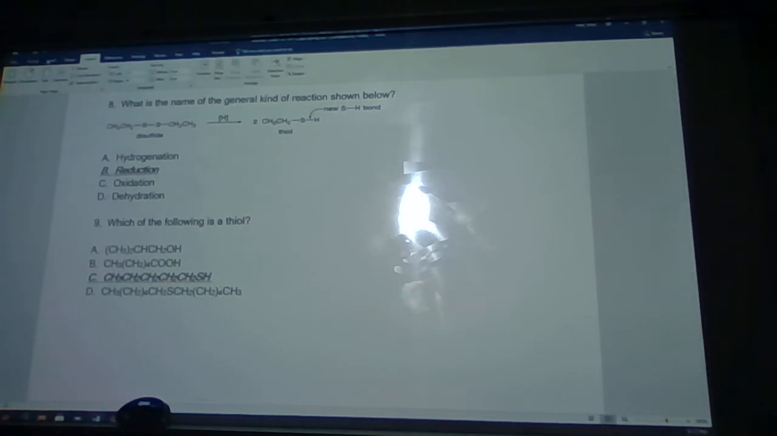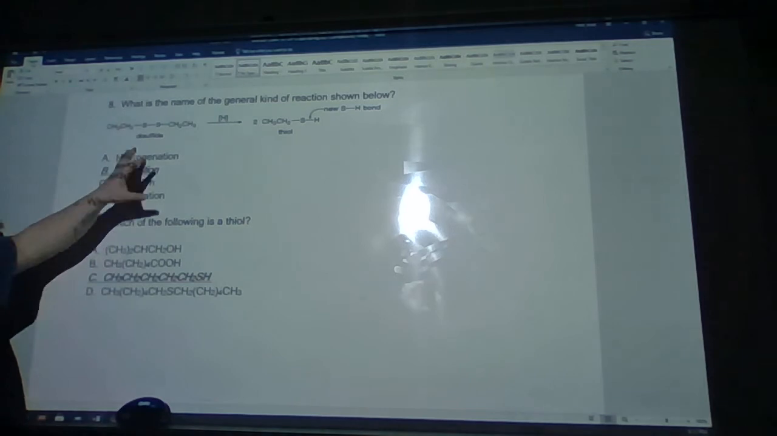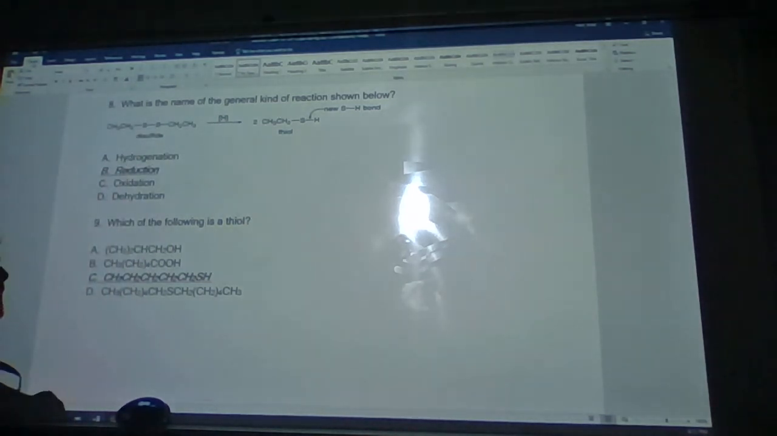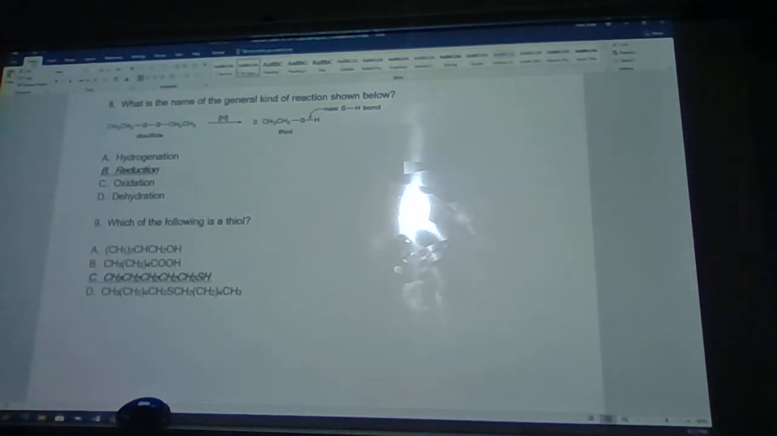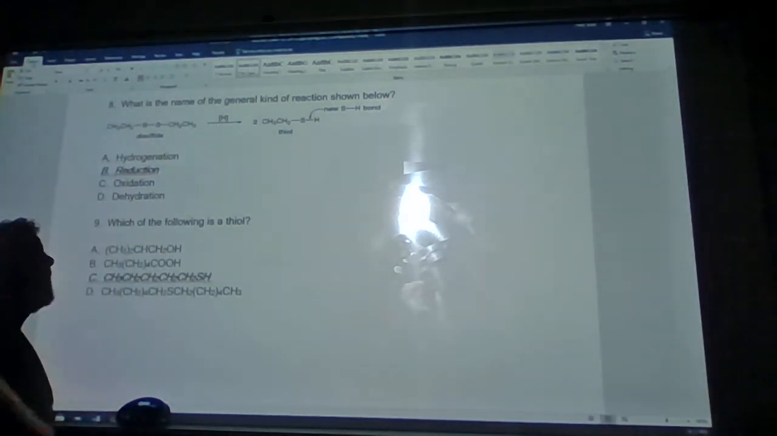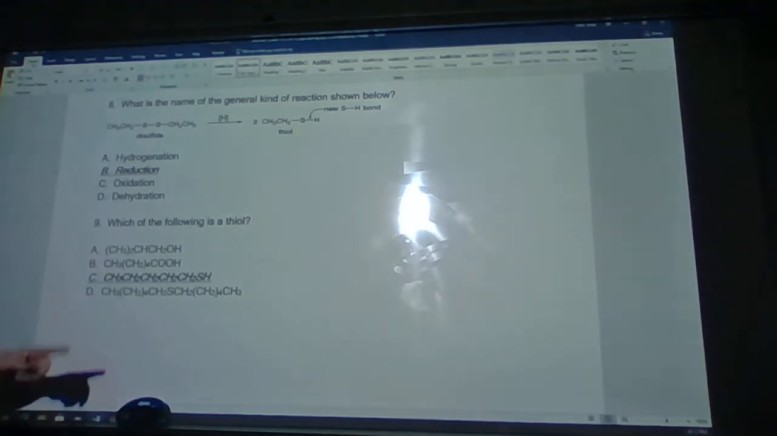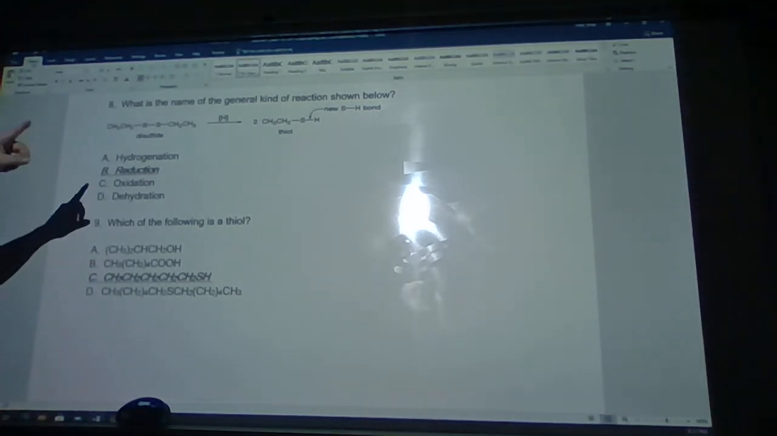Number 8, what is the name of this general kind of reaction? This is a reduction. We're breaking the sulfur-sulfur bond, and sulfur is being bonded to something that is less electronegative. So this is a reduction kind of reaction. The open bracket H, closed bracket symbol, is always a symbol that represents reduction.